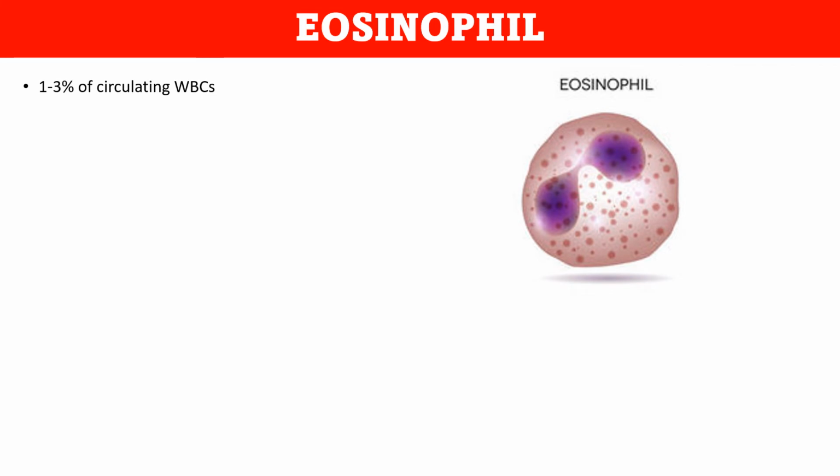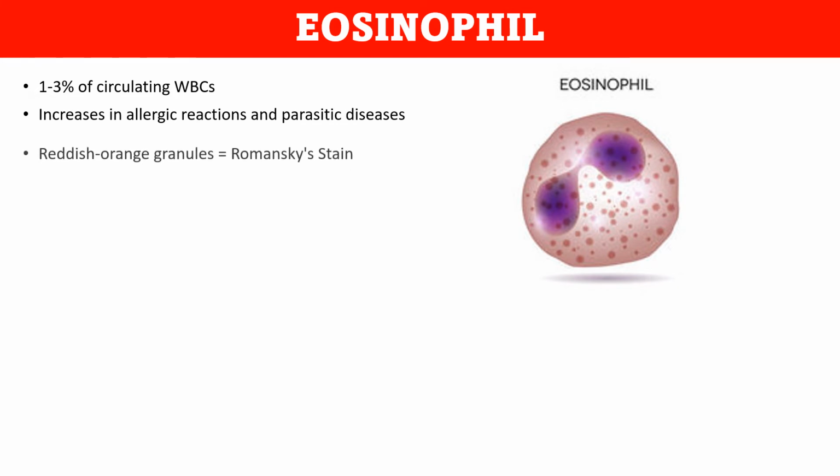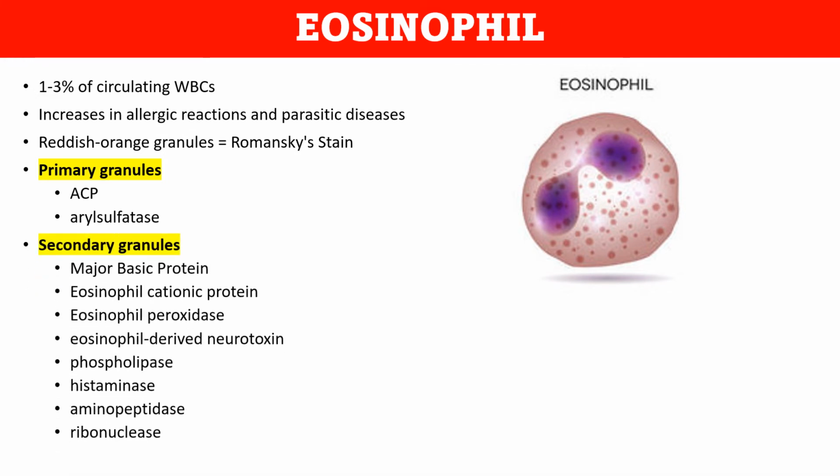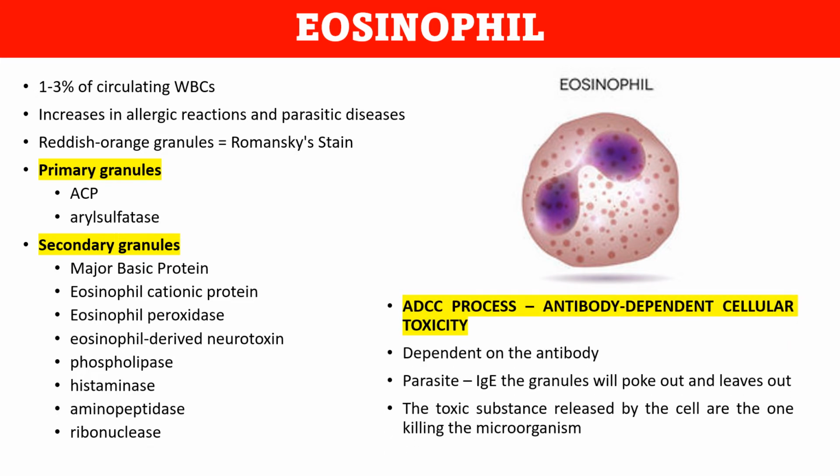Next is the eosinophil. It makes up 1 to 3% of circulating white blood cells and increases in allergic reactions and parasitic disease. It has reddish orange granules, also called Romanowsky stain. Primary granules include ACP and aryl sulfatase. Secondary granules include major basic protein, eosinophil cationic protein, eosinophil peroxidase, eosinophil-derived neurotoxin, phospholipase, histaminase, aminopeptidase, and ribonuclease.